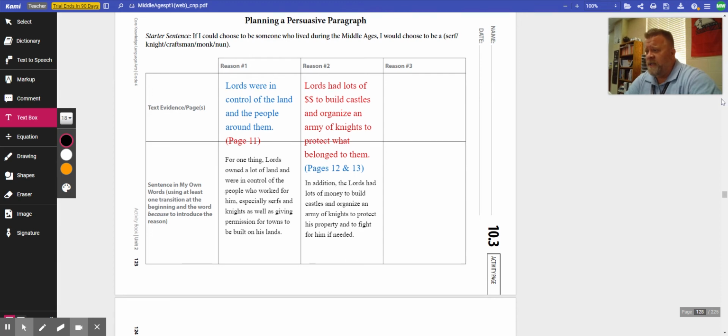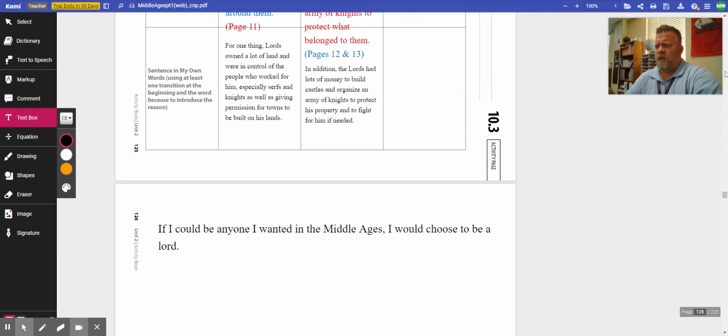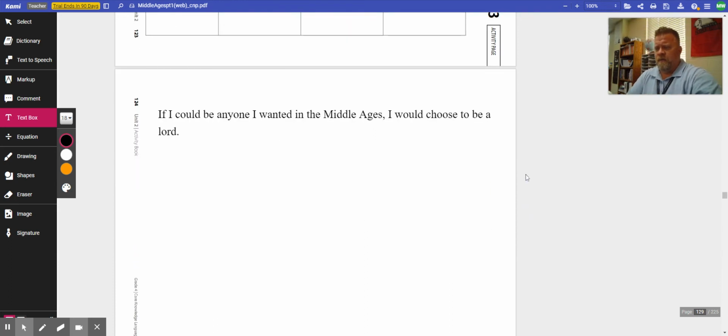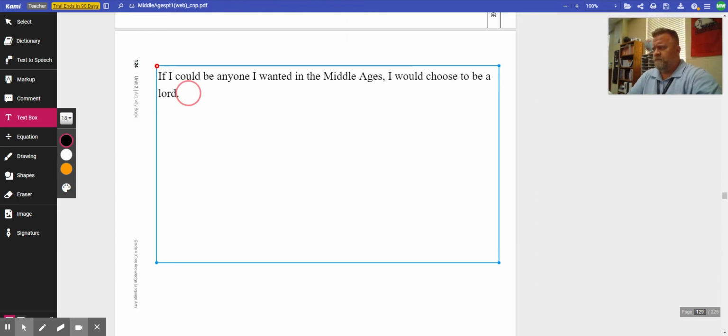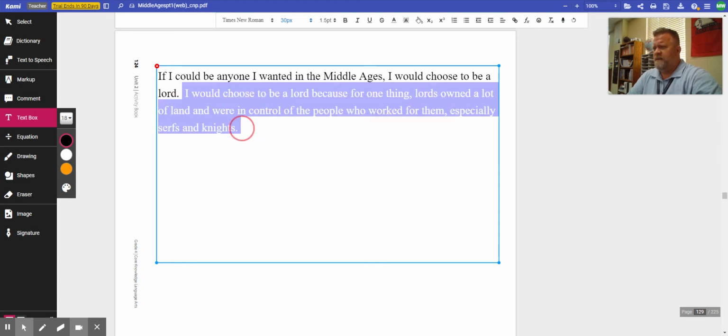So as I scroll down here, ladies and gentlemen, this is my sentence starter. If I could be anyone I wanted in the Middle Ages, I would choose to be a lord. How did I write my reasonings down? Notice I wrote the two phrases in my own words. Now I could put those directly down in my paragraph with some transition words to help it out. Let's see what I did. So ladies and gentlemen, I want to scroll down here. Click in my box. Oh, look at that. Okay, so I want to show you in different colors.